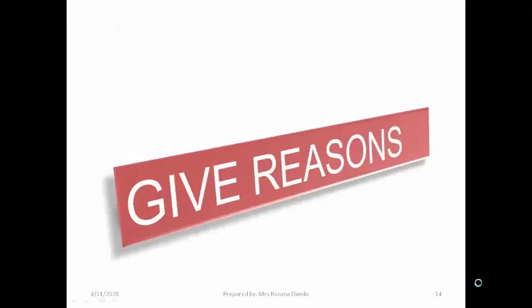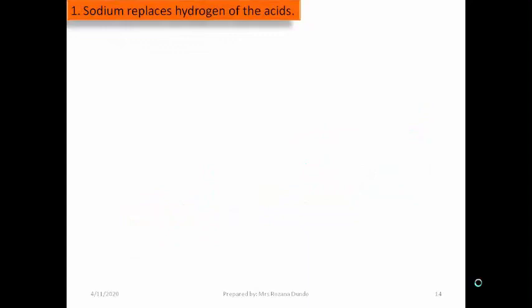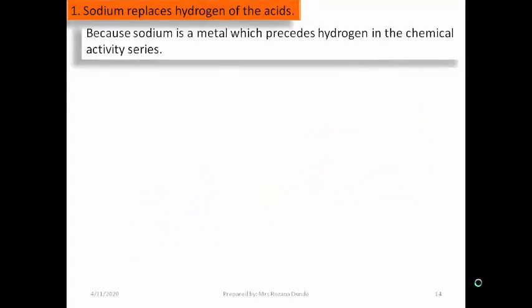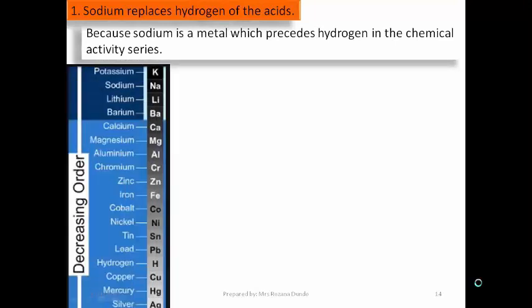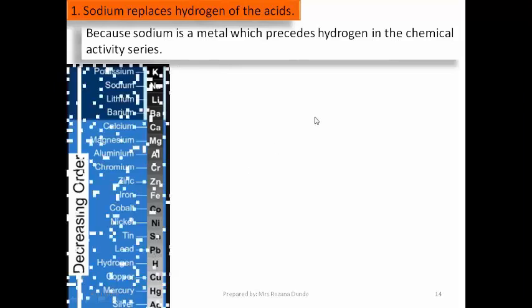Let's carry on with some give reasons. Sodium replaces hydrogen of the acids because sodium is a metal which precedes hydrogen in the chemical activity series. If you see here sodium, and down here is hydrogen, so sodium is preceding hydrogen in this chemical activity series.